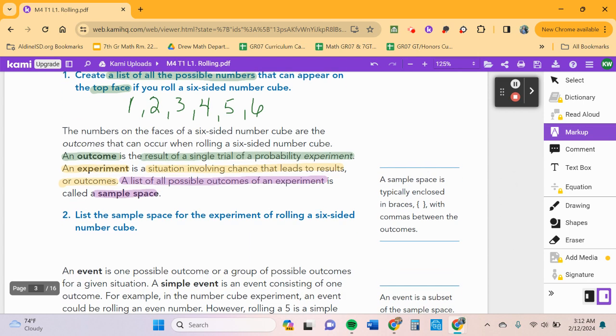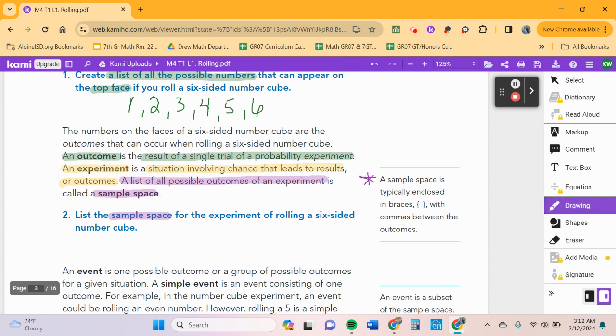So question number 2 says, list the sample space. Let me highlight that in purple. List the sample space for the experiment of rolling a six-sided number cube. And also take note of this note on the side here. It says, a sample space is typically enclosed with braces with commas in between the outcomes.